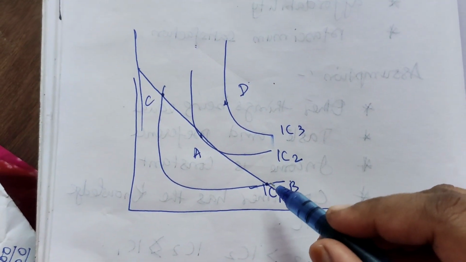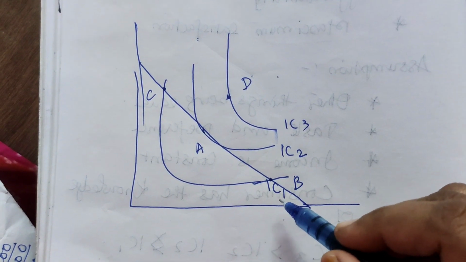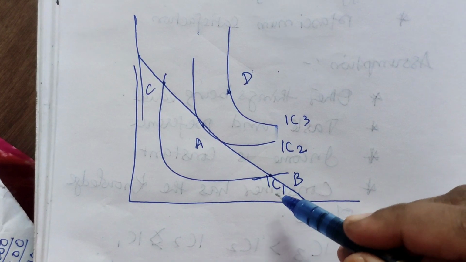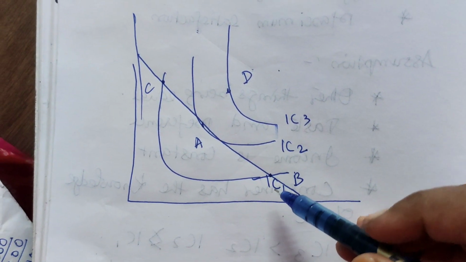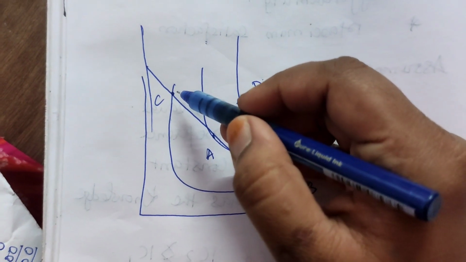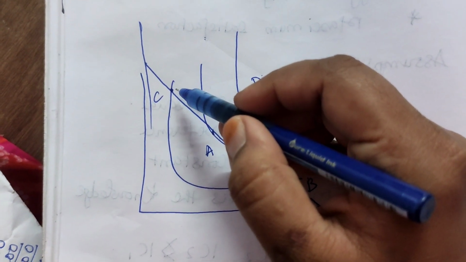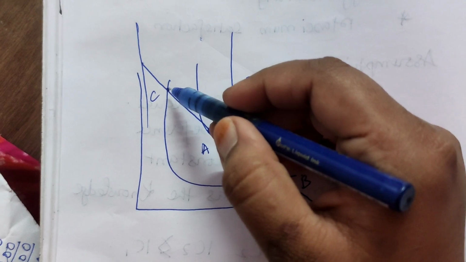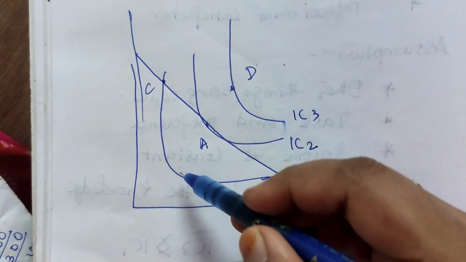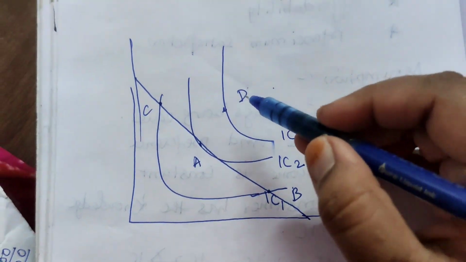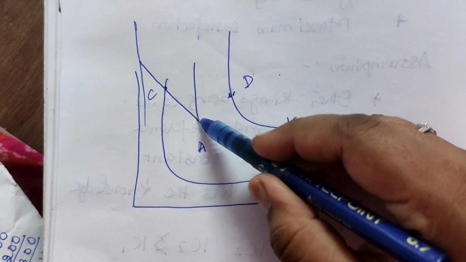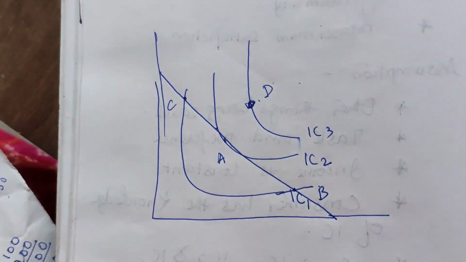B is not the optimal choice of a consumer, as it is lying on IC1, and when the consumer can even afford IC2, why would he go for lesser satisfaction when he can go for better satisfaction? Even C is not the optimal choice of a consumer. Though it is lying higher up, it is still not higher satisfaction, because it is lying on the same IC1. D is also not the optimal choice of a consumer, as it is outside the budget line. It means the consumer is not able to afford it.